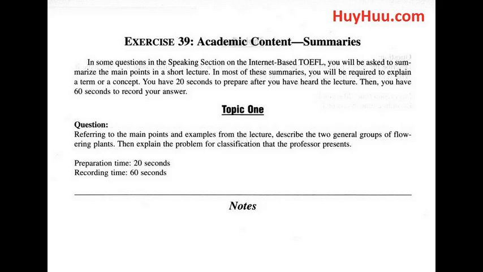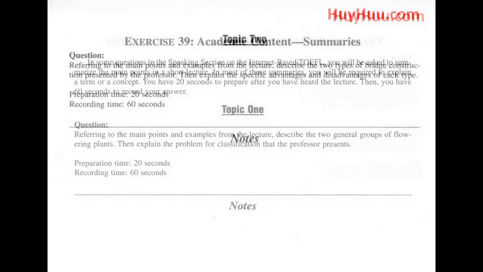Now, the problem in classification is that sometimes the characteristics overlap. The professor's example is the water lily, which has characteristics from both the monocot and the dicot. The professor explains that the two classifications may have descended from a common ancestor, and that makes classification of a plant on the basis of any one characteristic difficult. That one characteristic is insufficient to identify it as either a monocot or a dicot.